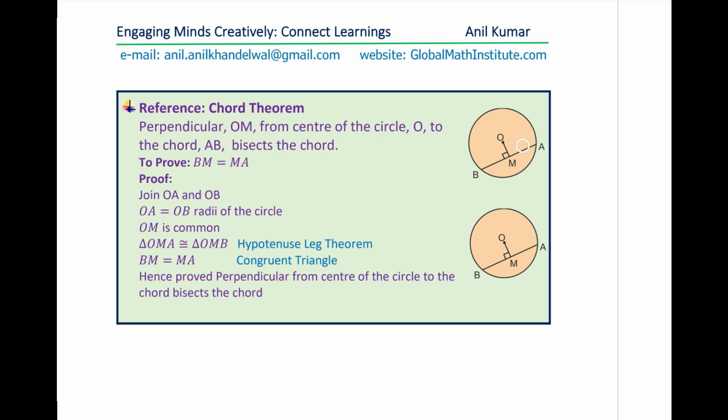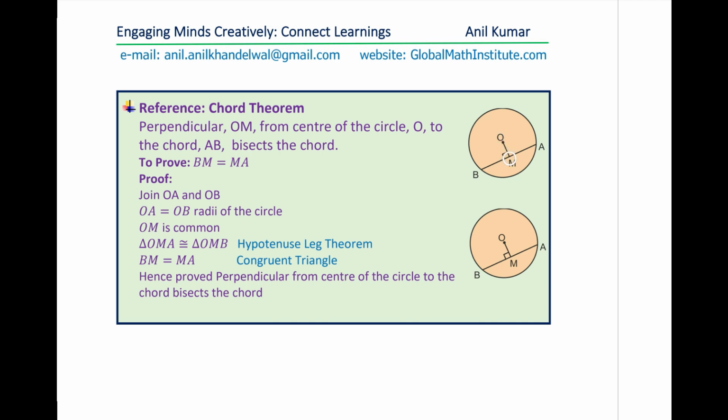Perpendicular OM from center of the circle O to the chord AB bisects the chord. We need to prove BM equals MA. The proof is straightforward. Join OA and OB. Now OA and OB are the two radii of the circle. OM is common. Therefore, the triangle OMA is congruent to triangle OMB.